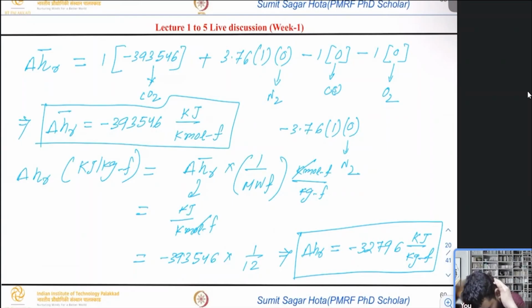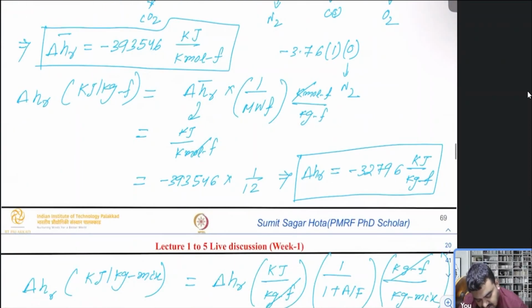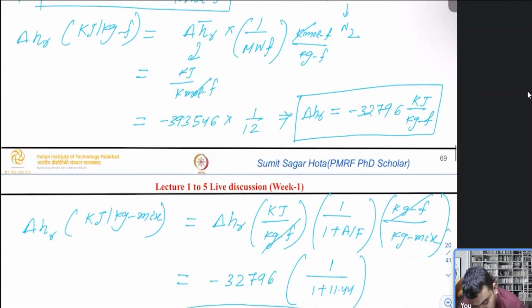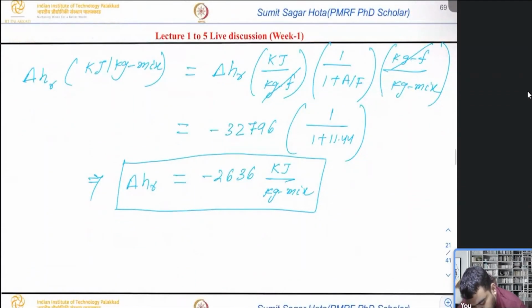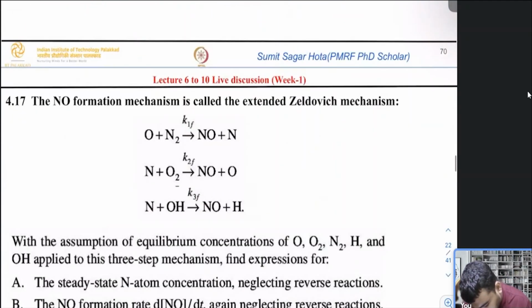Now we have to find out the kilojoule per kg of the fuel. For that you just divide by the molecular weight of the fuel. Following the same procedure, the final value is minus 32796 kilojoule per kg of the fuel. Similarly, for finding kilojoule per kg of the mixture, you multiply with 1 by 1 plus air fuel ratio, and the final value comes out to be minus 2636 kilojoule per kg of the mixture.